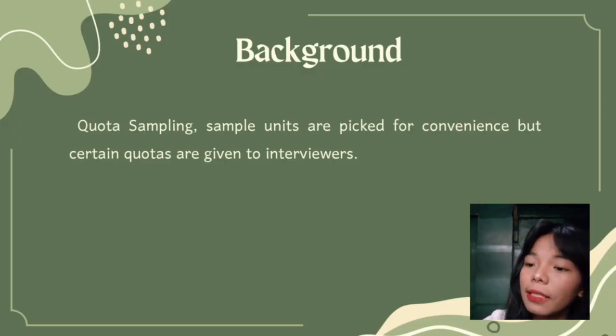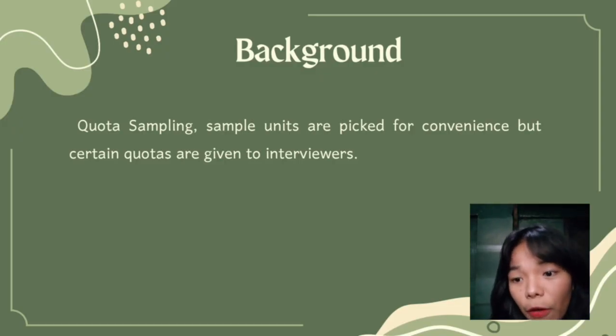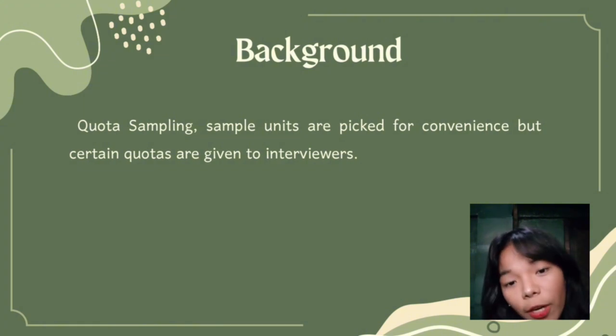So, I will discuss the differences and similarities of quota sampling. The difference is that quota sampling is different from probability sampling, where every member of the population has an equal chance of being selected. In quota sampling, participants are selected based on specific criteria.